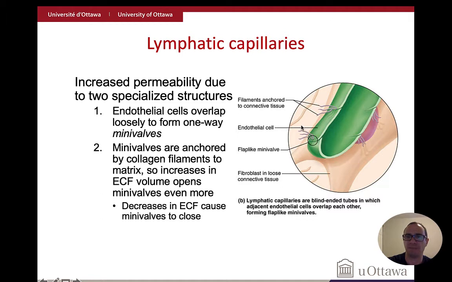And so what happens is once pressure builds up here, for example, this flap is going to get pushed forward and fluid can basically flow in. So just like this, okay? There's a gap that forms and fluid can flow into the capillary beds. So that's what happens when that 3 liters of fluid is pushed out into the system. The pressure outside of these mini valves will increase, the valves will open, and fluid will enter into this lymphatic capillary. Again, it's blind-ended because there's no circuit.